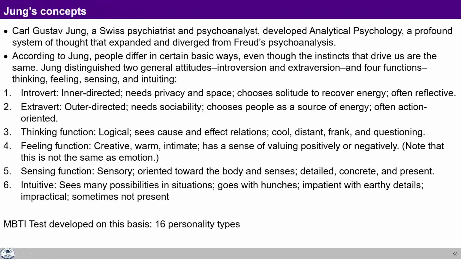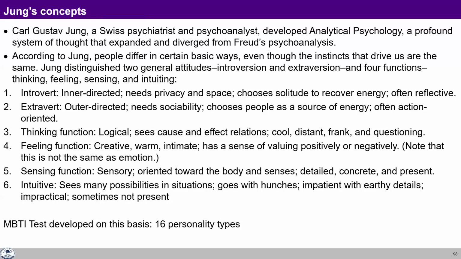Then his student was Jung, Carl Gustav Jung. He was a Swiss psychiatrist and also a psychoanalyst. He developed analytical psychology. According to him, people differ in certain basic ways, even though the instincts that drive us are the same. So he talks about 6 things: 2 general attitudes, that is introversion and extraversion, and 4 functions: thinking, feeling, sensing, and intuiting.